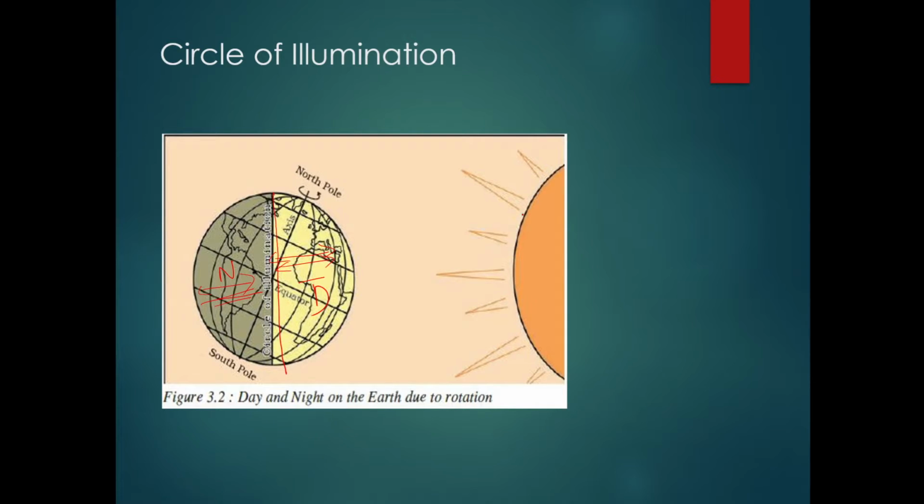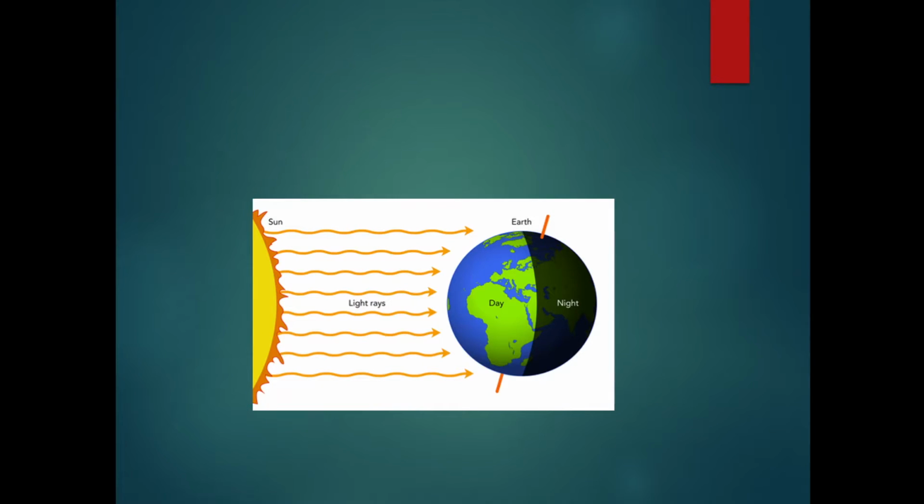So this is the sun and this is earth. Due to the spherical nature of the earth, only half of it gets illuminated and half remains in the dark all the time. You can also see here clearly that sun rays are coming from this side and half of this sphere is illuminated.